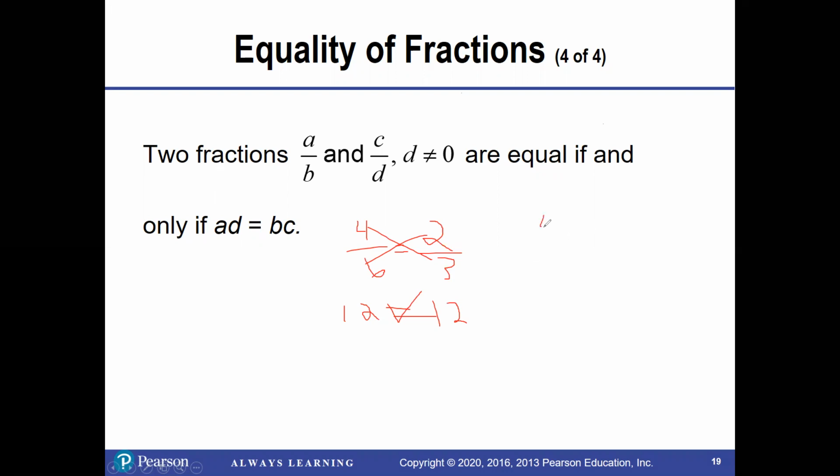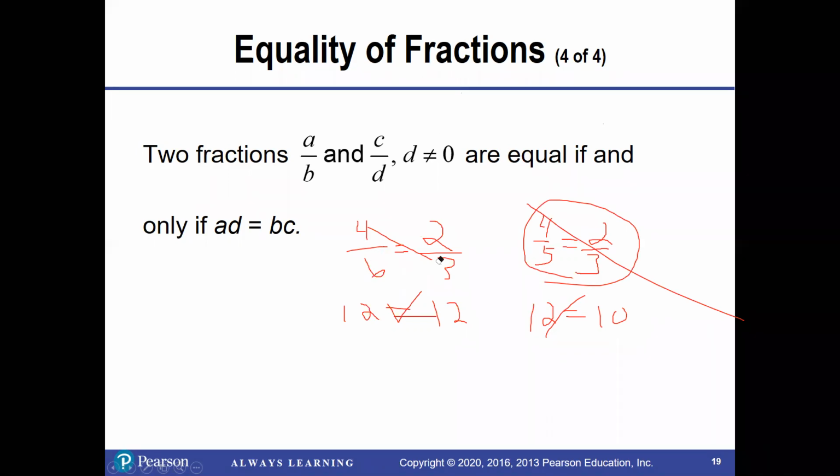If I did 4/5 equal to 2/3 and I cross multiply, I would get 12 is equal to 10, which is not true, which means these are not equivalent. Okay, that's another way to tell equivalency.